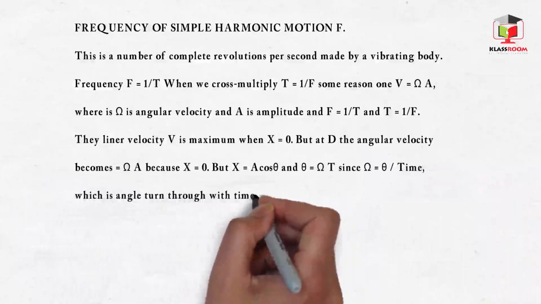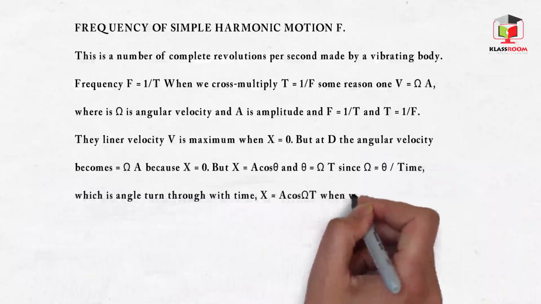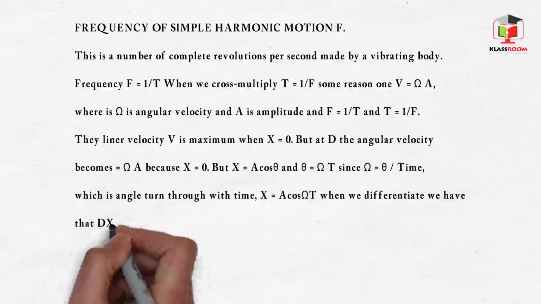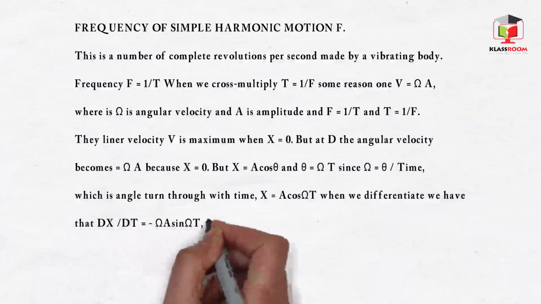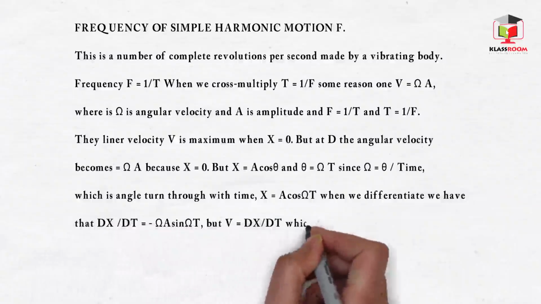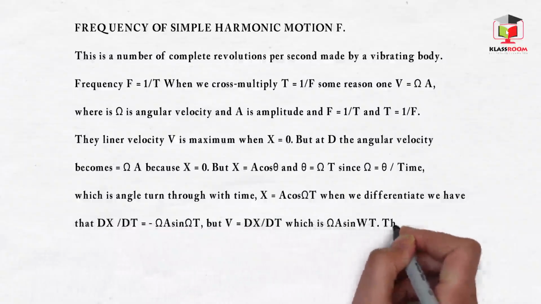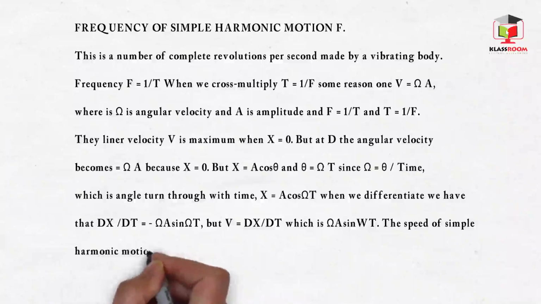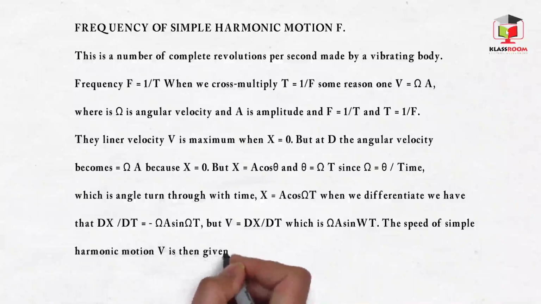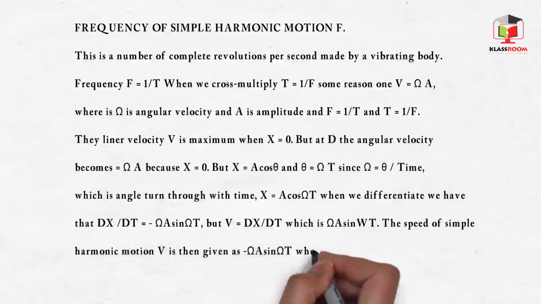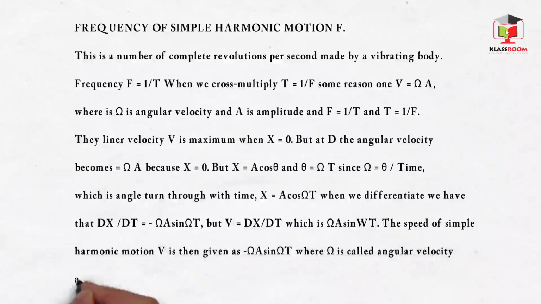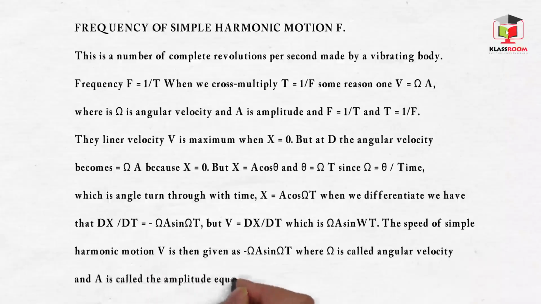When we differentiate, we have that dx over dt equals minus omega A sine omega t. But v equals dx over dt, which is minus omega A sine omega t. The speed of simple harmonic motion v is then given as minus omega A sine omega t, where omega is called the angular velocity and A is called the amplitude, equal to the radius.